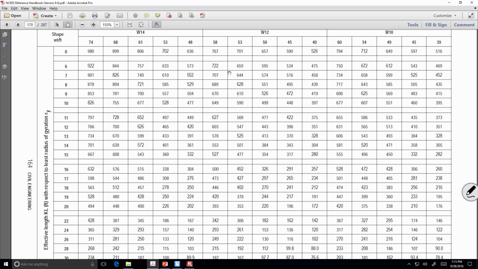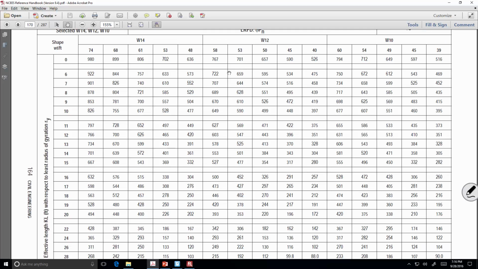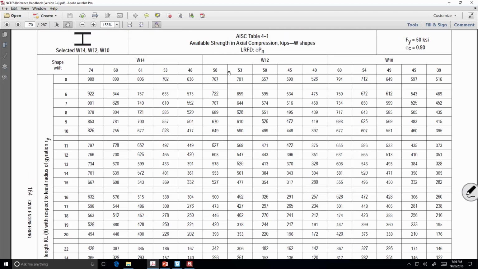What is KL for this column? 15 feet. Okay, all right. So that means I'm looking at this row. Everybody see that? That row with KL is 15. I'm looking at that row. Okay? I'm going to scroll up a little bit. All right. So let me circle that. This is the row I'm looking at.